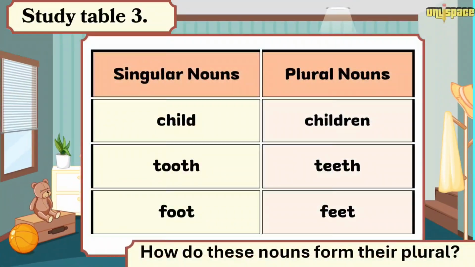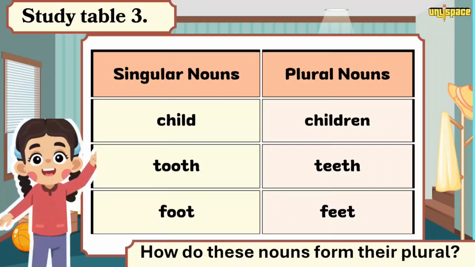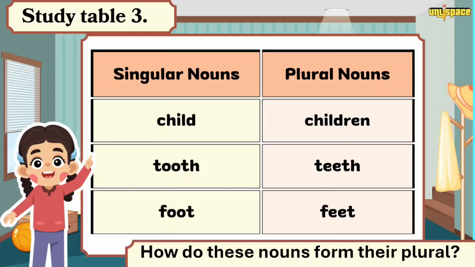Study Table 3. Look at these words. Child, children. Foot, feet. These are examples of irregular nouns. They don't just add S or ES. Instead, the word completely changes when it becomes plural.